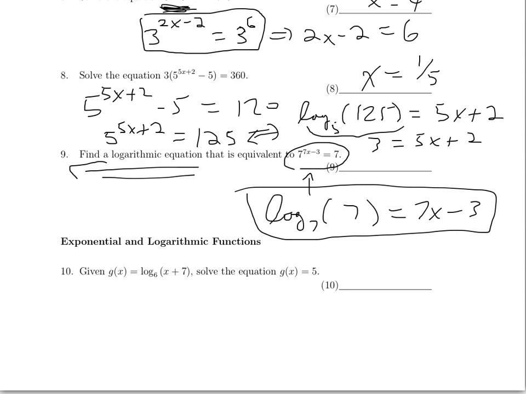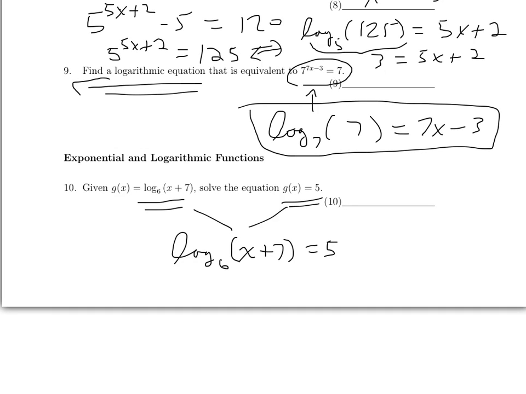In number 10, we're asked to solve g of x equals 5, but we're told what g of x is. So if you put those two things together, what it's really asking you to do is to solve this equation: the log base 6 of x plus 7 equals 5. That's all that asks. So to do that, because the x now is stuck inside of the logarithm, I'm going to convert this to a base 6 exponential equation, and the 5 and the x plus 7 are going to swap, and so now the x is free, and the value of x is just 6 to the 5th minus 7.